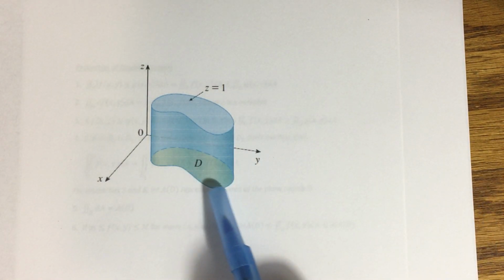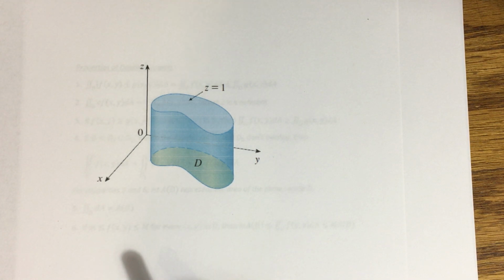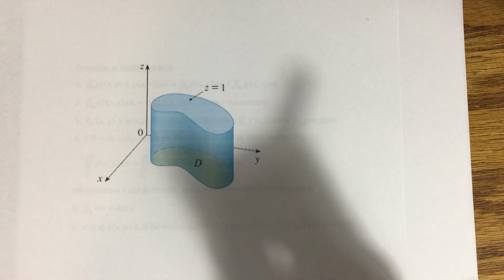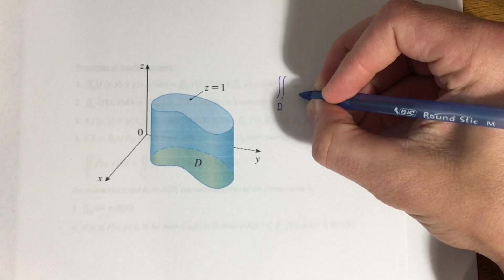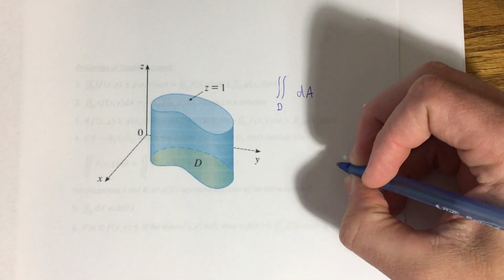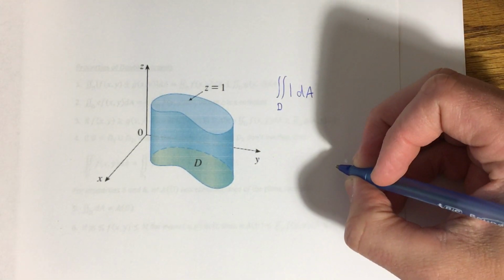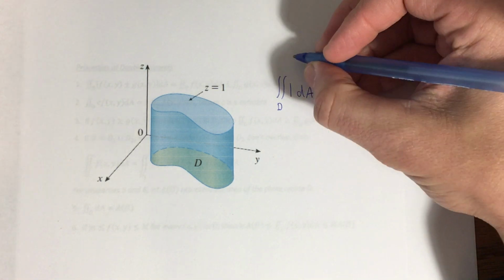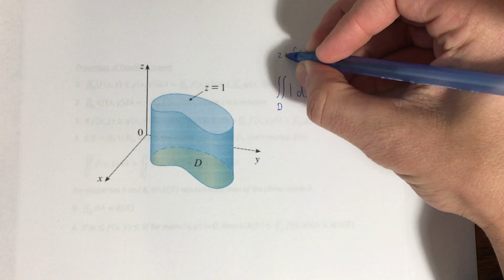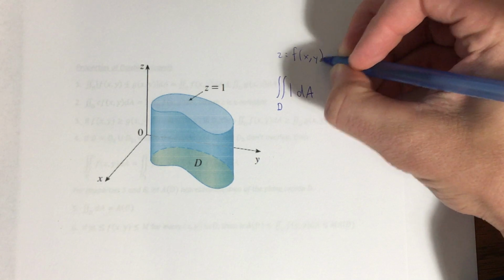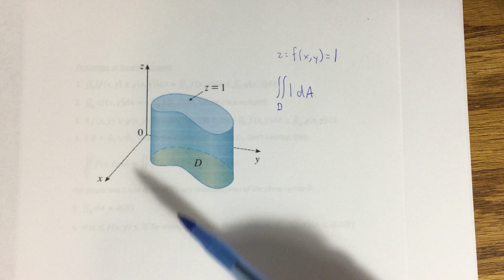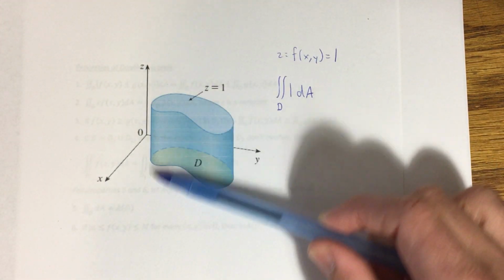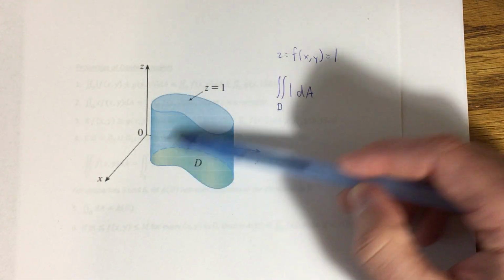D, you can see down here in the xy plane, that's the region I'm integrating over. And we know that if we're integrating the function over D, our integrand just looks like dA. You can think of that as 1 dA, which means that the function being integrated, z equals f of xy equals 1, that's the plane z equals 1, right? So if we integrate the plane z equals 1 over that region D, you notice we have a cylinder.